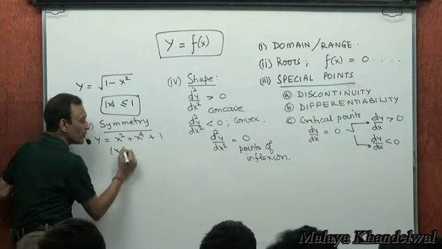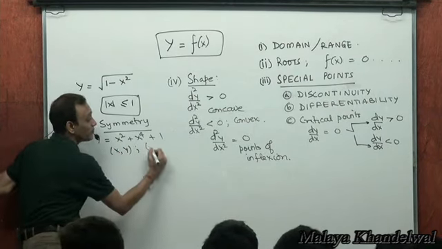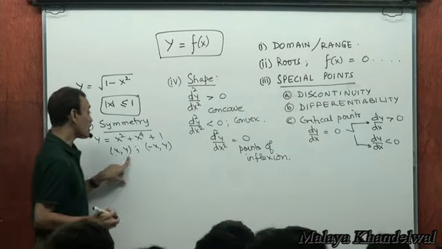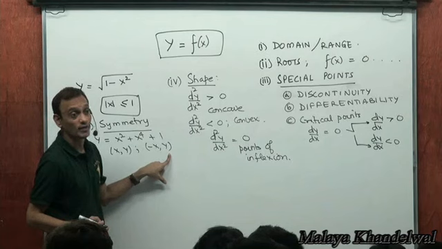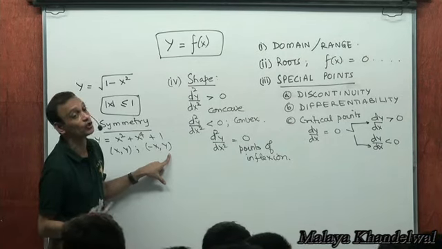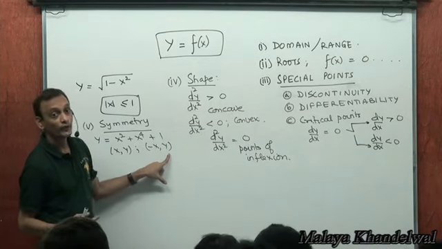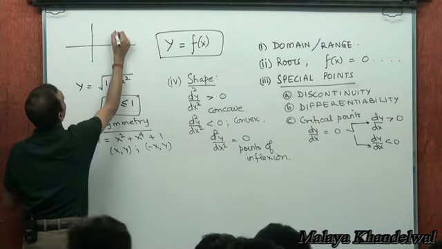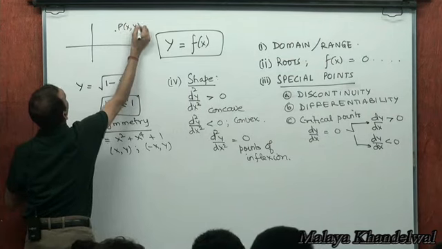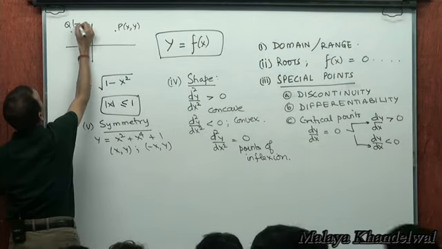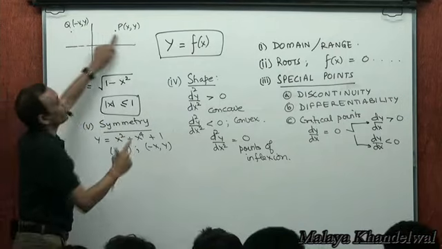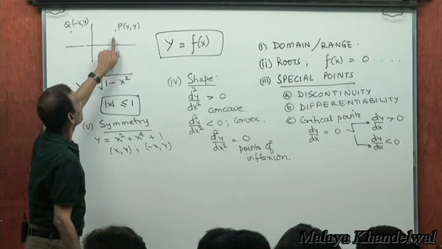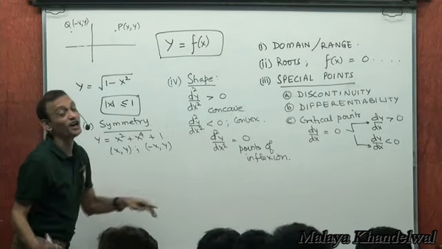Therefore, if (x, y) satisfies this equation, then (-x, y) will also satisfy this equation. That means if (x, y) is a point on this curve, then (-x, y) will also be a point on this curve. Yes or no? Right? See, (x, y) is a point here, and (-x, y) is a point here. And what are these points? They are mirror images about the y-axis. Therefore, the curve would be rendered symmetric about the y-axis.